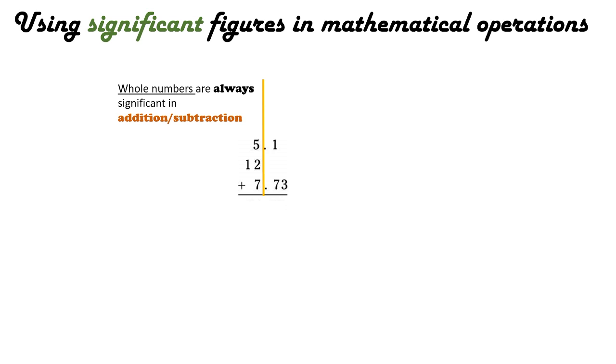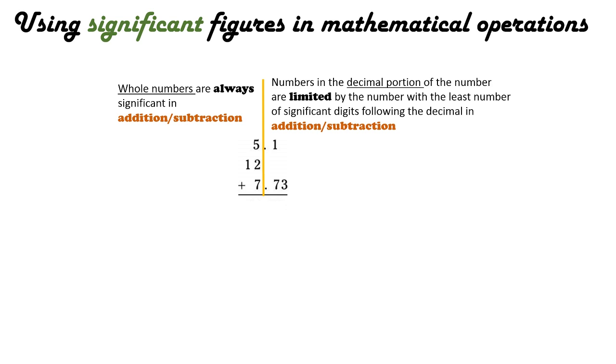So when I add up 5, 12, and 7, I definitely get to report those numbers, right? I get to report the whole number. But in the decimal portion in addition and subtraction, we are going to be limited in reporting the decimal answer. We're going to be limited by the number with the least number of significant digits following the decimal. So essentially, the weakest measurement, our least reliable measurement, is going to be the one that limits the way we get to show our answer. So if we added all these guys up, we'd get 24.83. That's the math, right? That's what mathematicians would say the answer is.